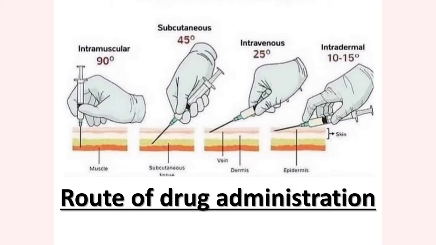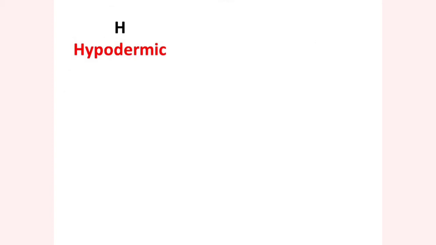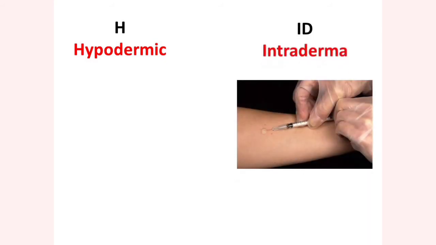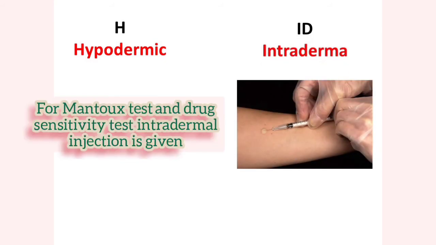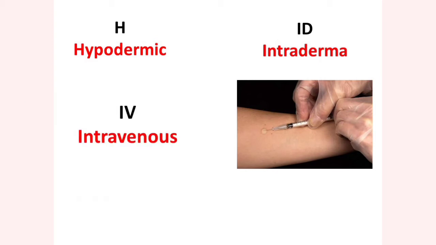Here in this picture you can see how to use the specific injection, and H represents hypodermic injection. ID represents intradermal injection. IV is intravenous. These are drugs which are given through our veins. Another is IVP, that is intravenous push. If it is a small amount, it is known as the intravenous push.